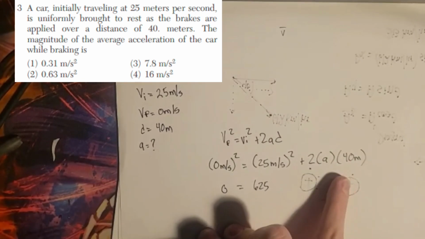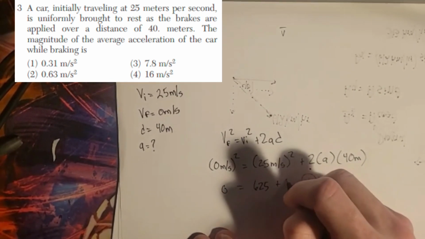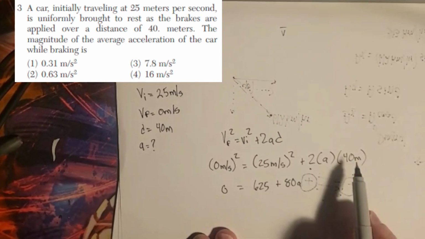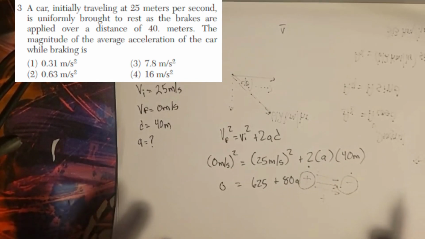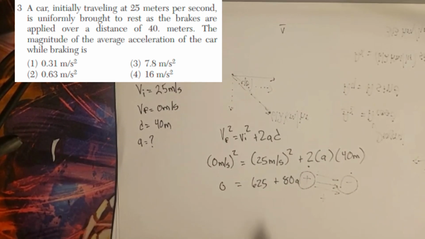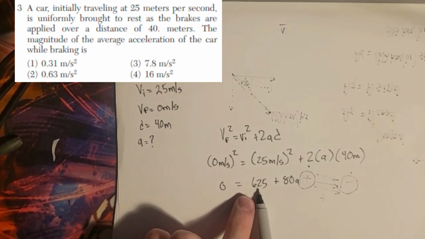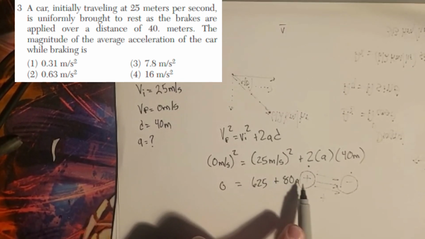2 times a times 40. Well, that's just going to give us 80 times a, right? Because 2 times 40 is 80 times a. We just have the a still there. We want to get a alone now. So we're going to move our 625. Right now it's involved in addition. It's 625 plus 80a.